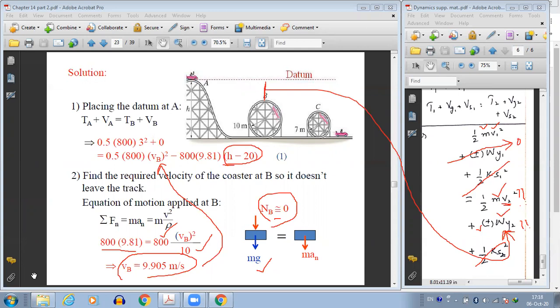Why h minus 20? This y2 is basically the distance of point B from the datum. Our datum is the top. So the distance of point B from the datum is this distance. But how much is this distance? This is complete h, and the radius here is 10 for the loop at B, so the diameter will be 20. So complete h minus 20 will be h minus 20. Is it clear?